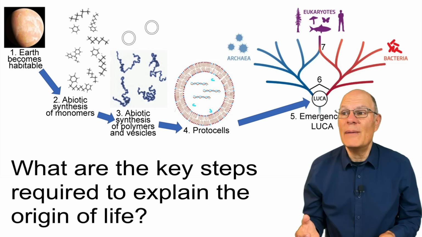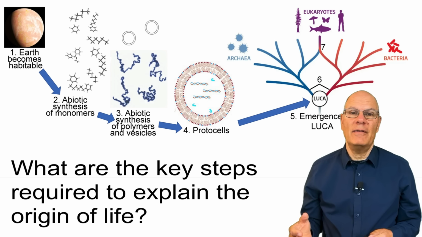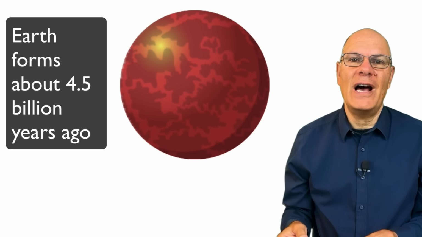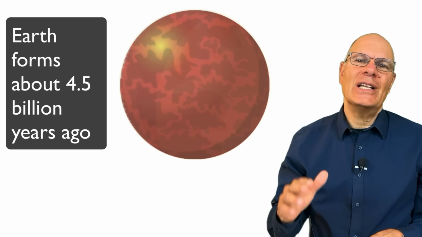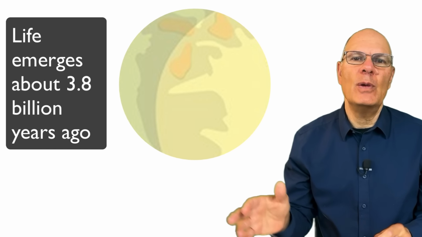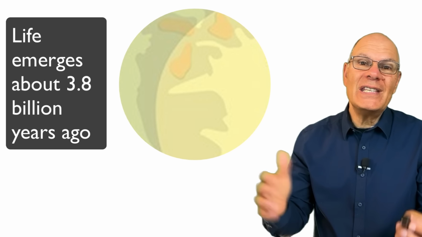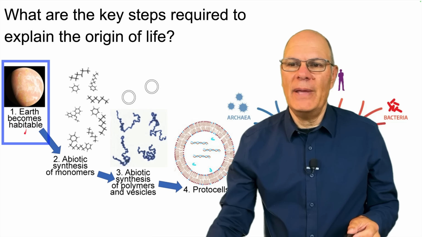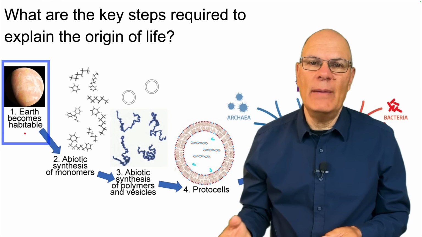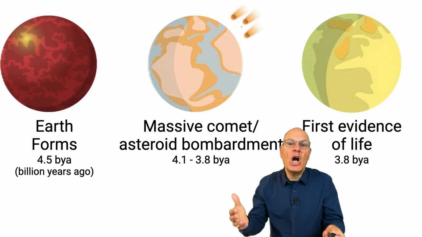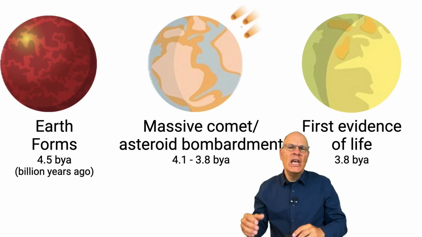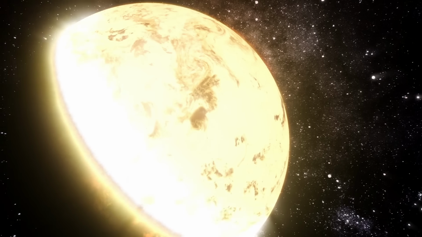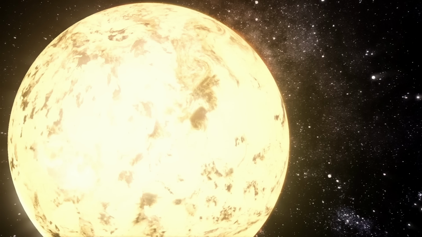What are the key steps required to explain the origin of life? The Earth is extremely ancient. It's been around for 4.5 billion years. And life is thought to have emerged about 3.8 billion years ago. What steps allowed life to emerge? The first thing is that Earth needed to become a habitable and more stable planet. For the first several hundred million years of Earth's existence, it was pummeled by asteroids and comets, and all of that needed to come to an end before life could begin to emerge.